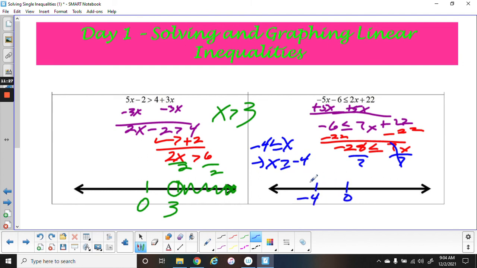Let's see. It says or equal to. So I close the dot, and I go to the right.